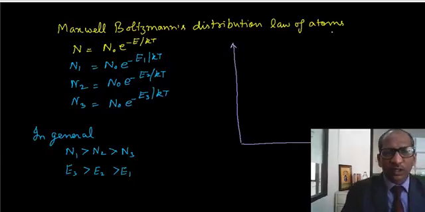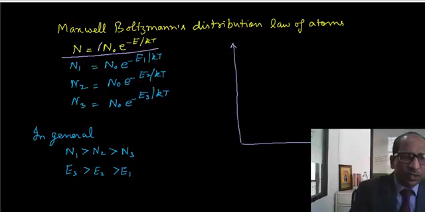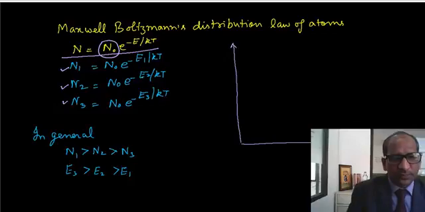Maxwell-Boltzmann distribution law of atoms. This says N is equal to N0 e raised to the power minus E upon kT, where N0 is the total number of atoms. Here I have considered N1, N2, N3, the three energy states corresponding to E1, E2, E3, and these are the number of atoms in those states. One can find them by using this law.